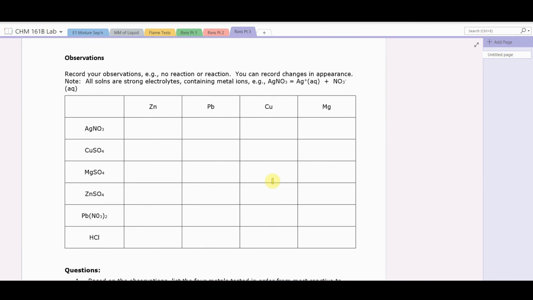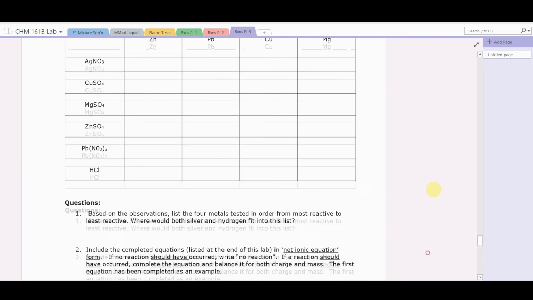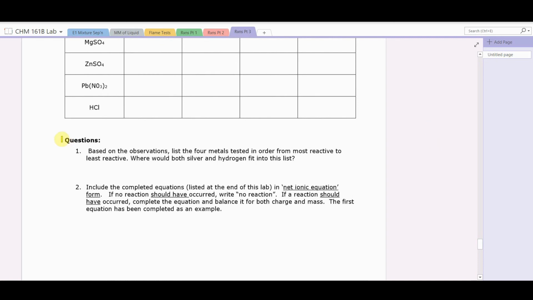So with respect to the lab report, you have a table to include with your observations, for example, no reaction or reaction. You can also record changes in appearance. Note that all of these solutions listed in the leftmost column are strong electrolytes, meaning that they would separate into ions in solution. So for example, silver nitrate in solution forms silver cations and nitrate anions. Then you have some questions to answer.